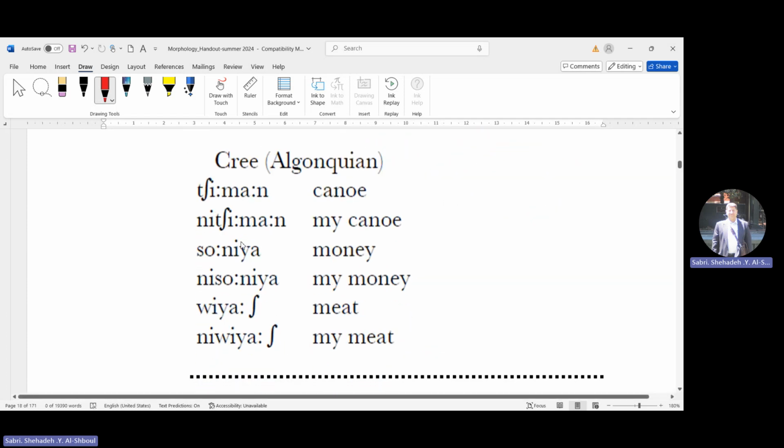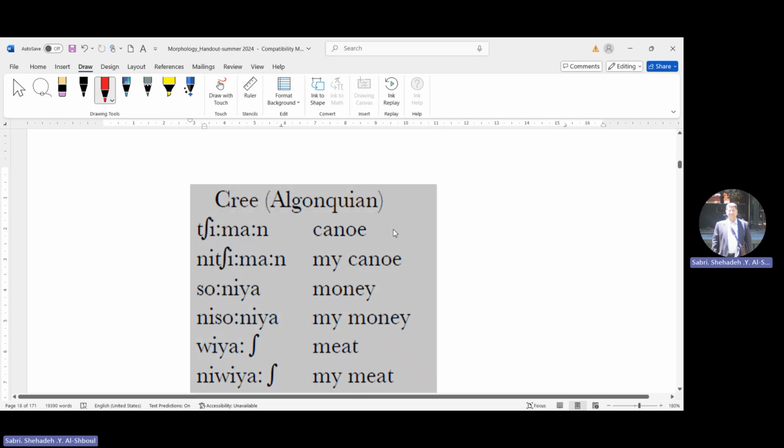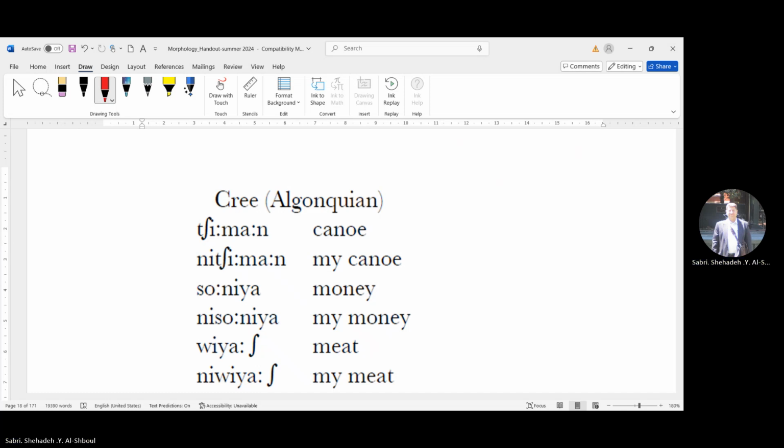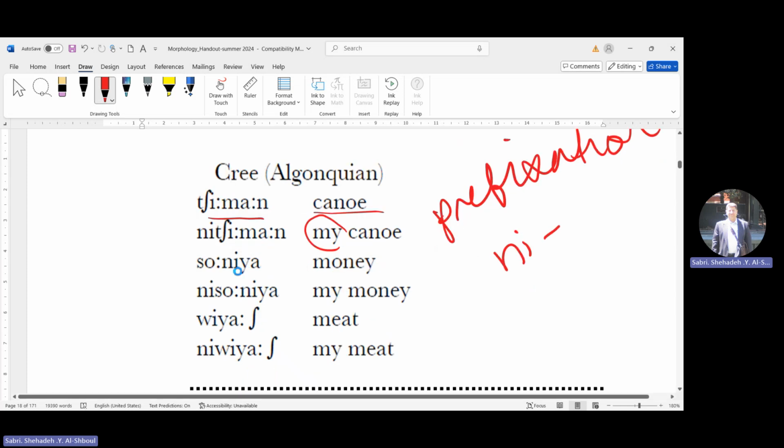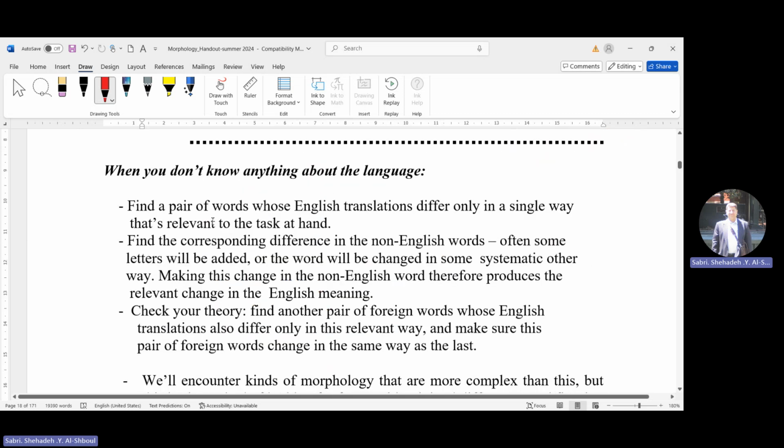According to this data, we have, for example, this language, which is Cree. How can we split the word into its roots and morphemes? Chiman means canoe, but nichiman is my canoe; sunya, money, nisunya, my money; wiyash, meat, niwiyash, my meat. So we can come up with the generalization that this kind of language deals with prefixation, unlike Greek. Here ni represents the first person possessive form, and it enables us to know how this language works.